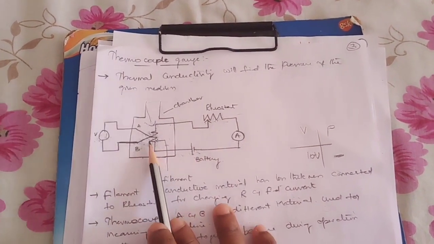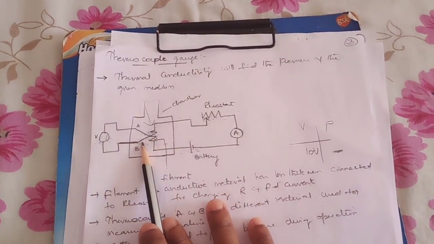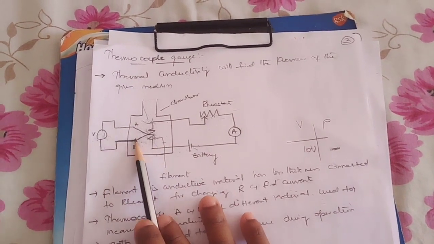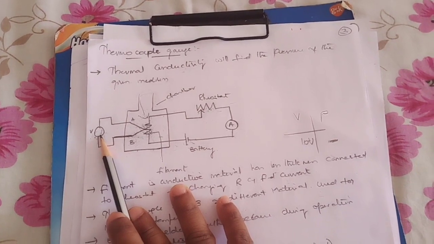connected to the filament. And this is a thermocouple having two dissimilar materials A and B, which is generally used for the measurement of temperature difference. And the other ends of these two are connected to the voltmeter, where the display is in terms of voltage.